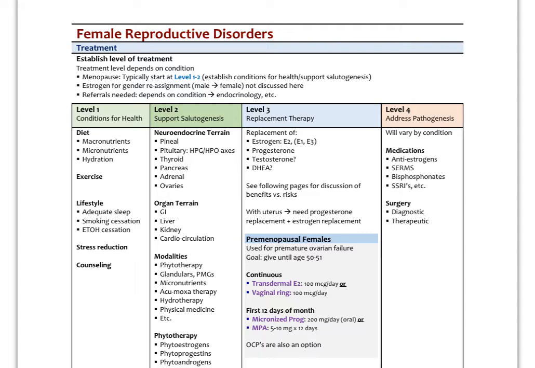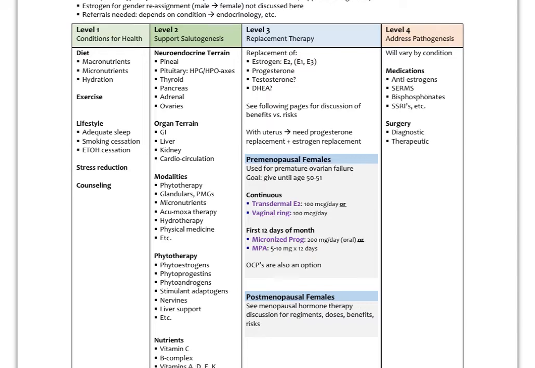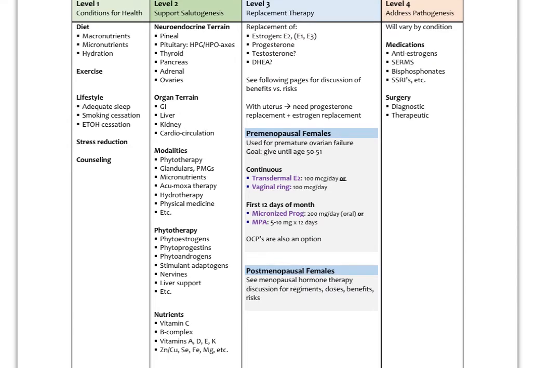Level 2 is, I think, where a lot of naturopaths, Chinese medicine practitioners will focus their efforts, and that's really working again with the neuroendocrine terrain in Chinese medicine, doing pattern differentiation. But typical herbal classes that are used in female reproductive disorders would include the phytoestrogens, and I'll go over those shortly. Phytoprogestins, which have progesterone sustaining effects in the body, phytoandrogens, which we went over already in the male reproductive section, stimulant adaptogens, which would work with DHEA, and then nervine herbs might be indicated, liver support for improving clearance of estrogen and estrogen metabolites.